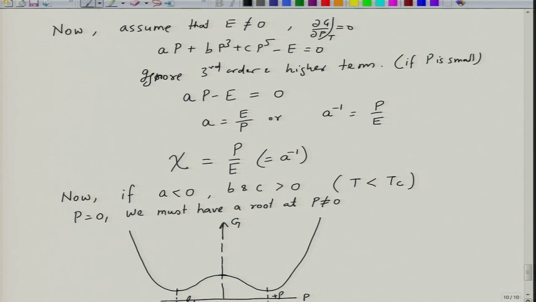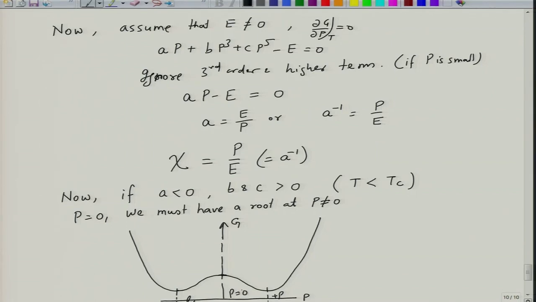So I mean, this is maxima or minima, we didn't define it, right? So here what we are getting is a maxima in G at P equal to 0 and minimas in G at two values, that is plus P and minus P. And this condition is defined for T less than TC, and this is for A being less than 0 and B, C being positive.